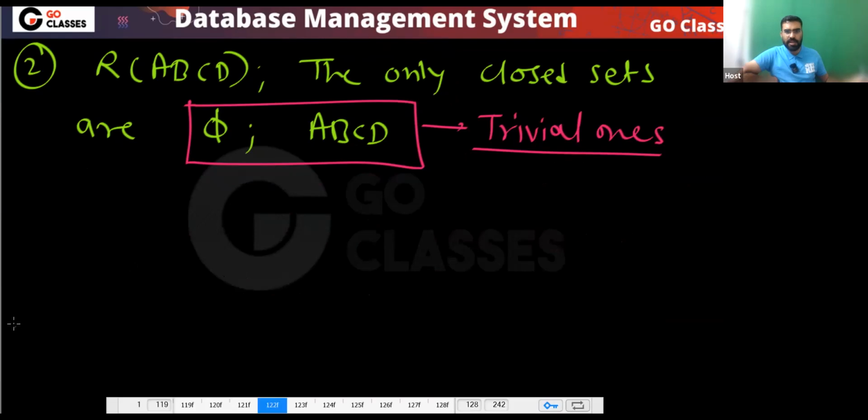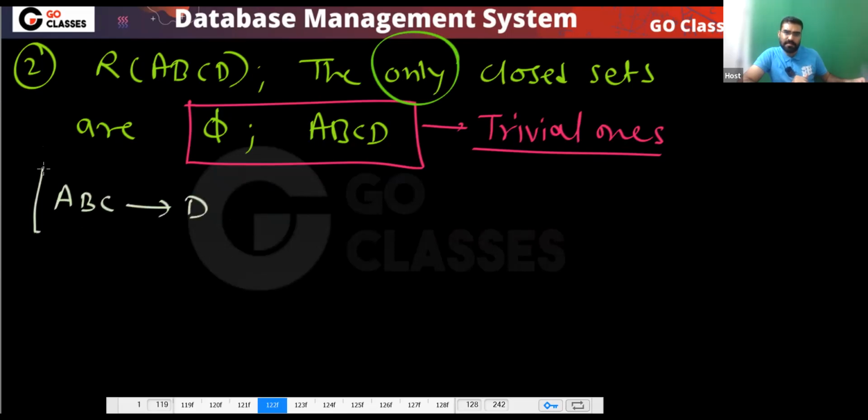Very nice analysis is coming. You tell me, if these are the only closed sets, then can I say that ABC will definitely determine D?